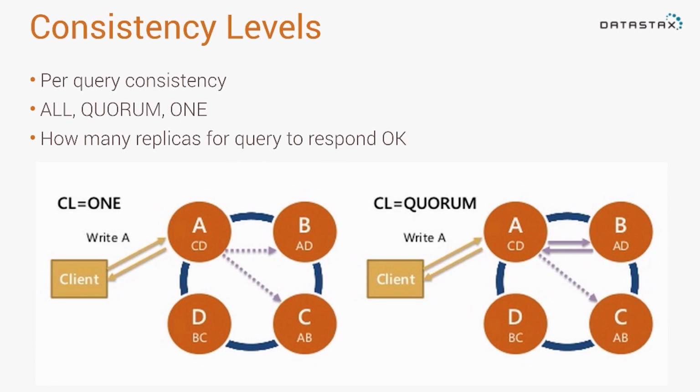And Cassandra lets you pick this for every query you do. So it's not going to impose one model. You as a developer get to choose which consistency level is appropriate for which parts of your application.